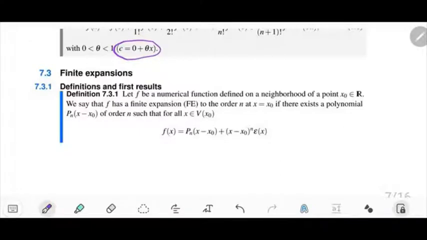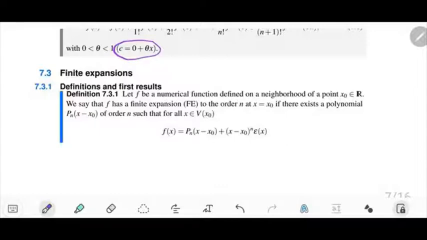Hi, we continue chapter 7, and in this part we'll be talking about the finite expansions. Now let's forget a little bit what we talked about in the formulas of Taylor-Young, Taylor-Lagrange, and Maclaurin, and let's forget the expressions that we obtained in there, so we don't confuse the two concepts. And let's start over by talking about the finite expansions.